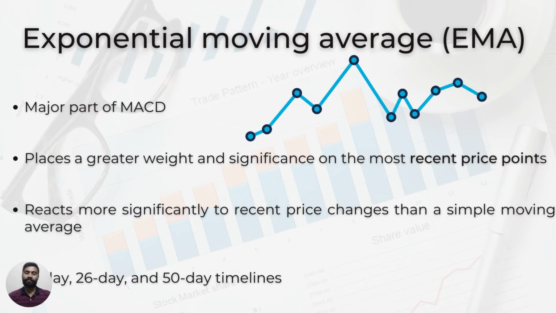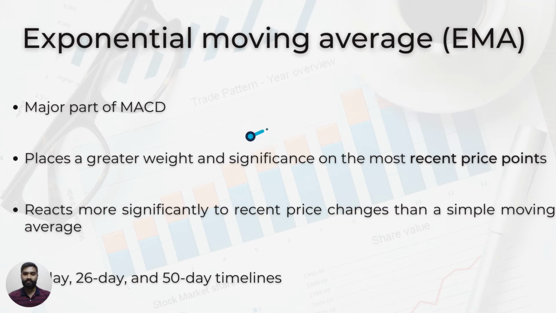So before we move on to the MACD indicator definition, let's have an understanding of the exponential moving average first, as it forms a major part of MACD. So EMA places a greater weight and significance on the most recent price points as opposed to an SMA, which is the simple moving average that places equal weightage on all price points. Because of this, EMA reacts more significantly to price changes than a simple moving average. And this can also be used for different timelines. It can be for 12-day, 26-day, and even 50-day timelines.